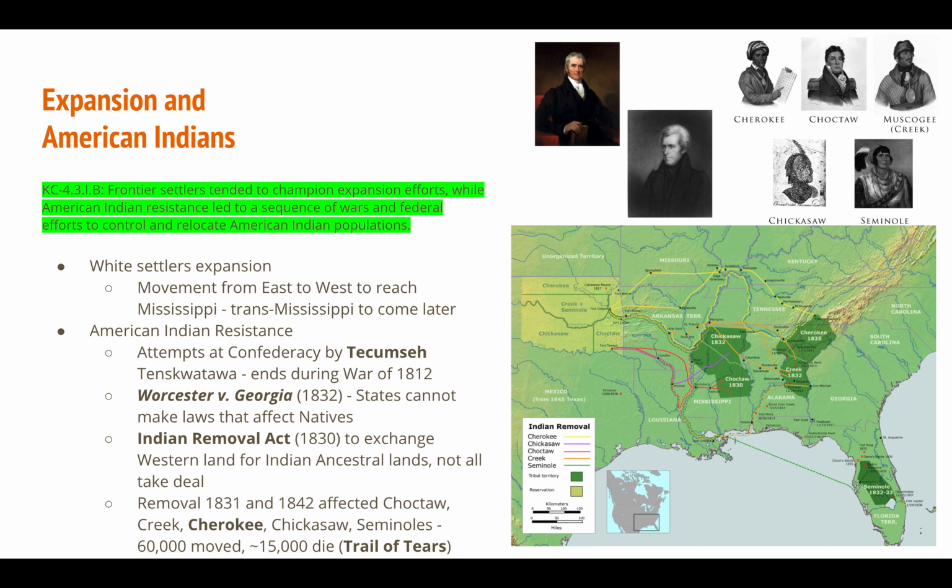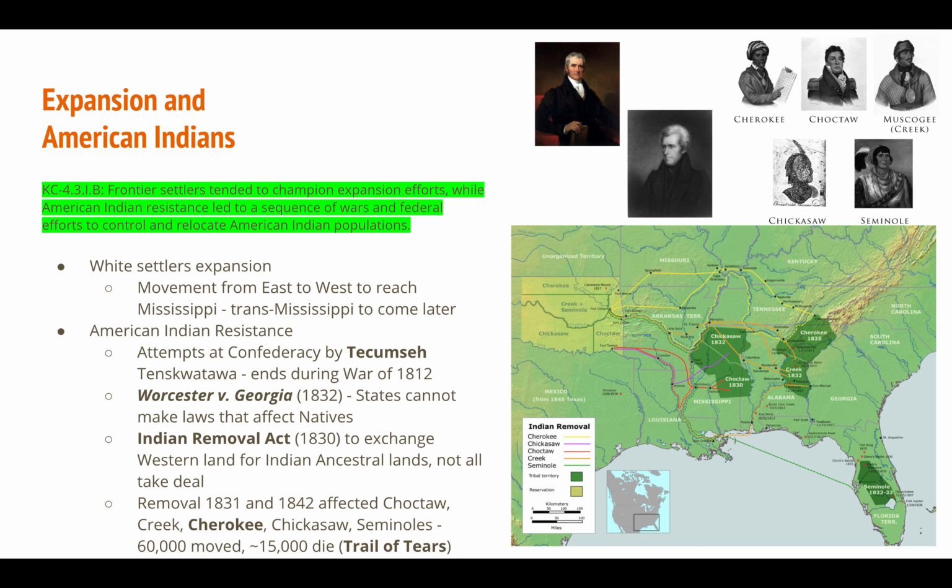Congress in 1830 passes the Indian Removal Act. So this is attempting to exchange the land in the Southeast with Native Americans for land west of the Mississippi in Oklahoma Territory. The tribes in question here are the Cherokee, the Choctaw, the Creek, the Chickasaw, and the Seminole.